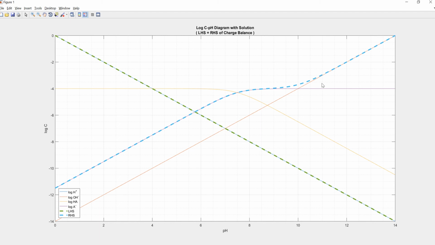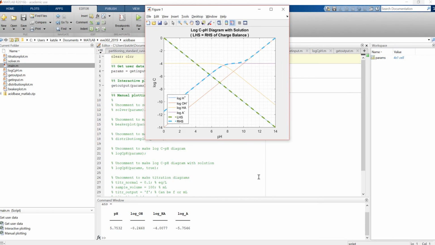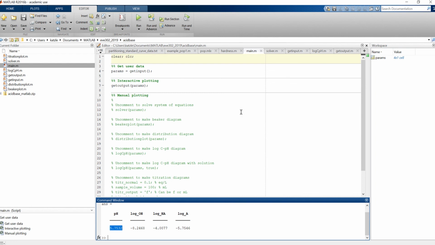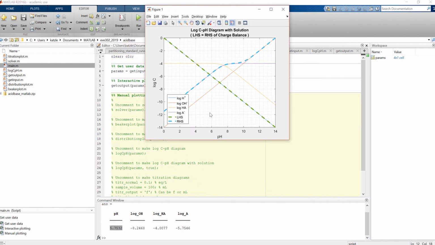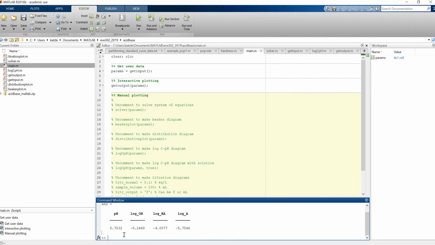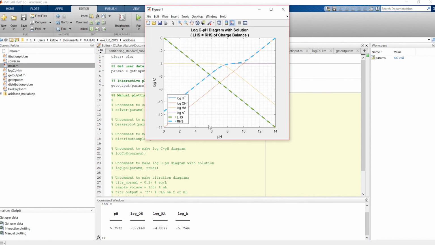And if we close this, or at least make it smaller, you can see that this corresponds to the pH that was found by the solver. So that being the case, we see we get correspondence between our log C-pH diagram and the solver solution. The other thing you notice is that in the solver you get the log of the other unknown species, log of OH minus, log of HA, log of A minus, all of which you can read off of the log C-pH diagram by selecting the appropriate line at the pH of 5.75 and reading to the left.